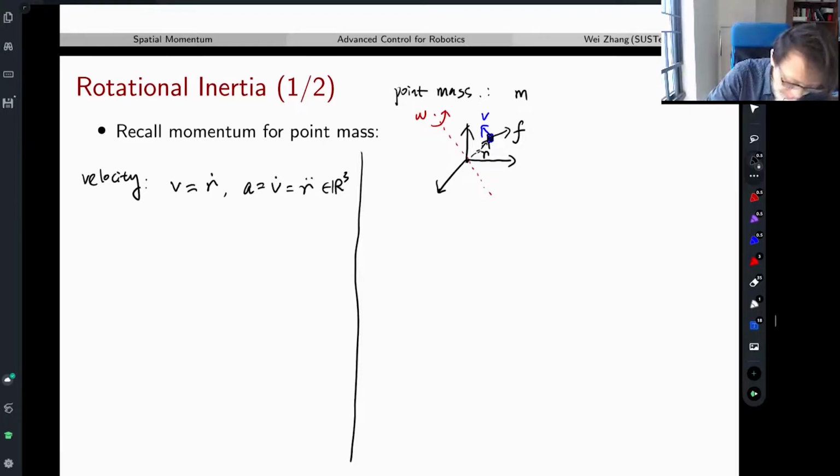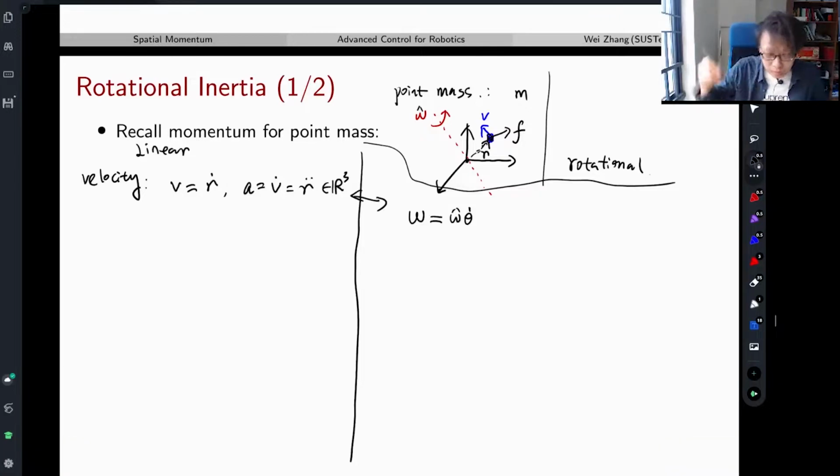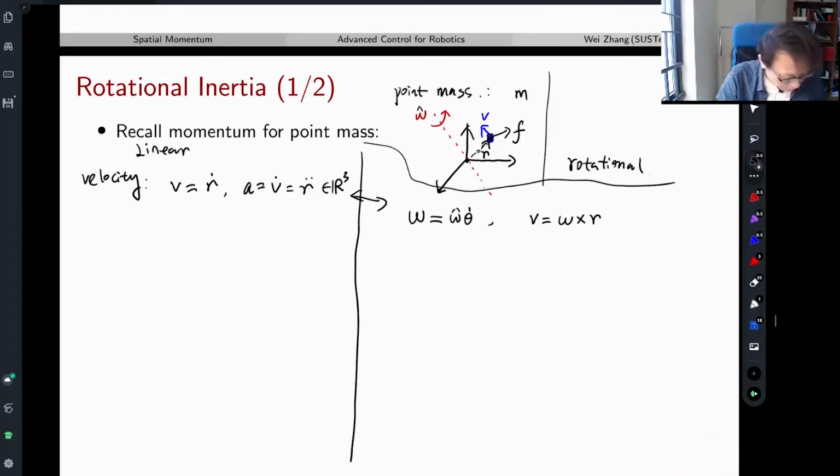Let's think about this part as the linear motion, and this part as the rotational world. This corresponds to the following. This motion also has an omega. If we represent omega, it's the rotation axis direction, omega hat, times theta dot, since it rotates about that axis. And the linear motion due to this rotation is omega cross r. I think that's correct.